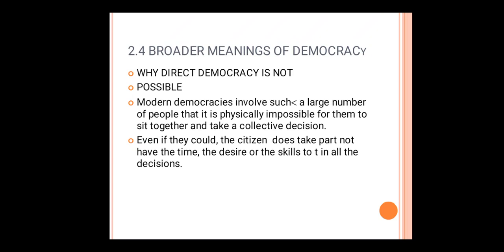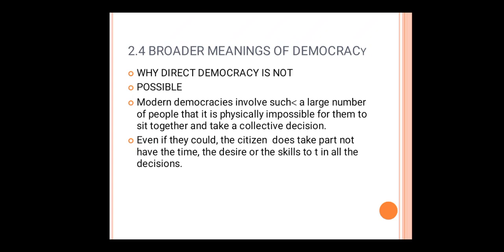We are living in indirect democracy because we are electing our leaders by giving votes and they are ruling us. And why is direct democracy not possible? There are some reasons. One reason is that modern democracies involve such a large number of people that it is physically impossible for them to sit together and take a collective decision.